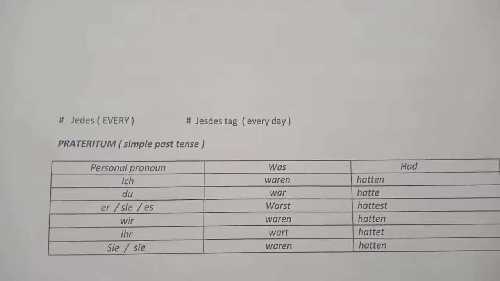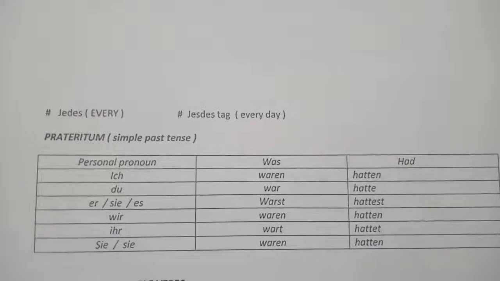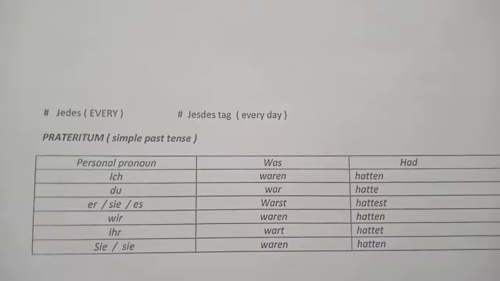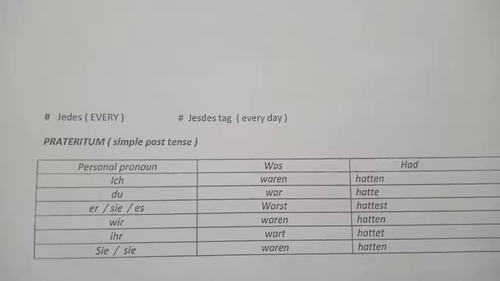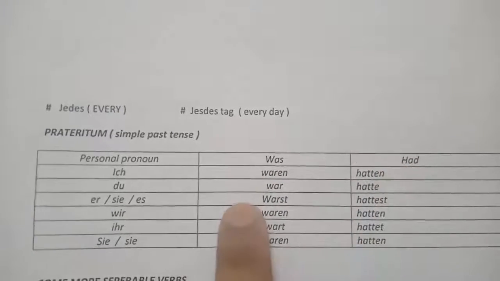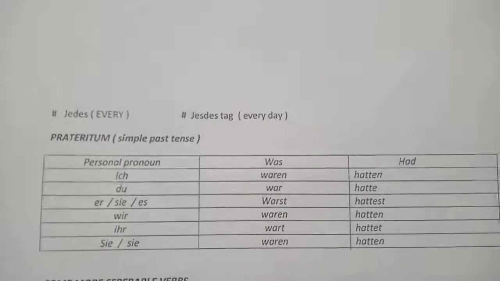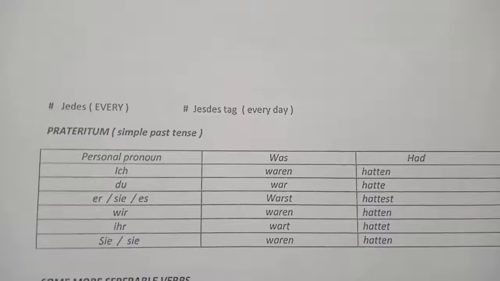Personal pronouns, this is all the nominative. So now we learn about was and had. Was is the English version and had is also the English version. These are the past tense, that is simple past tenses in German form.